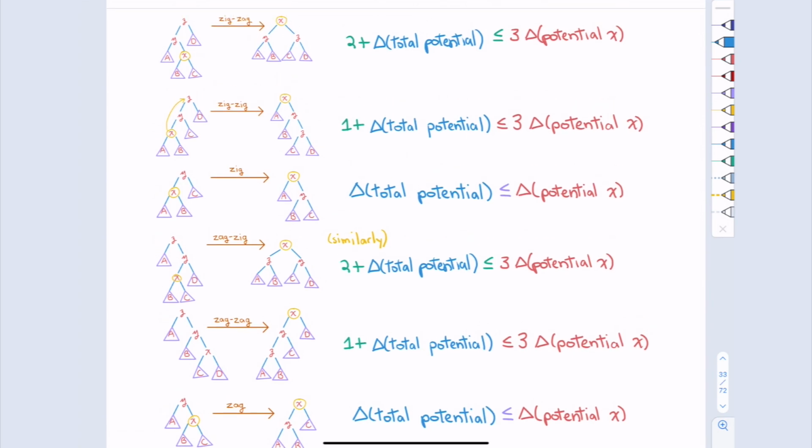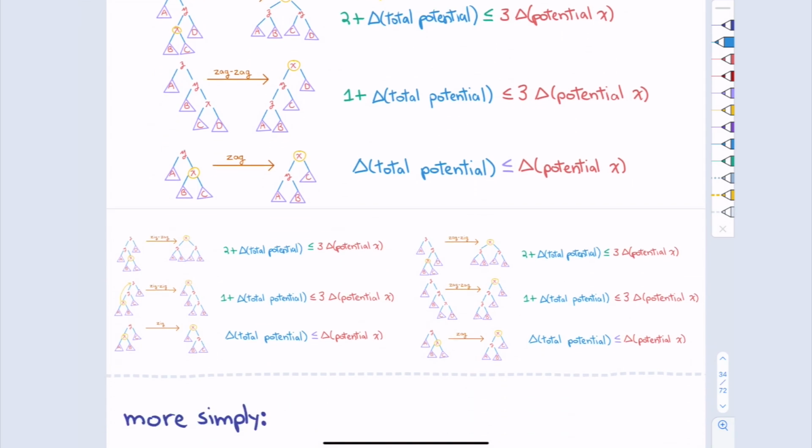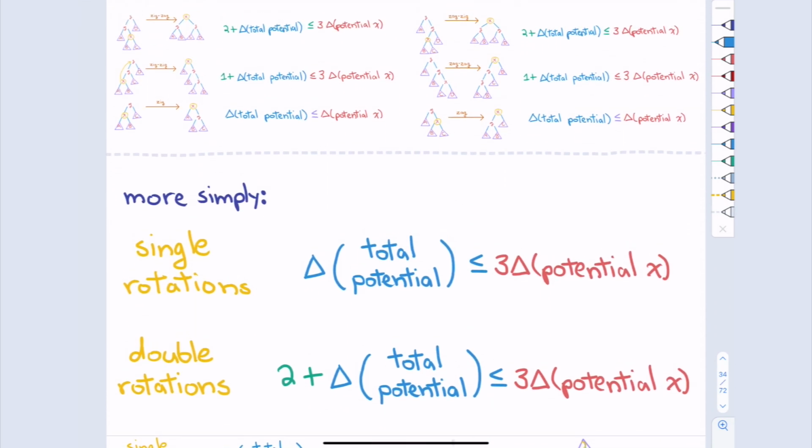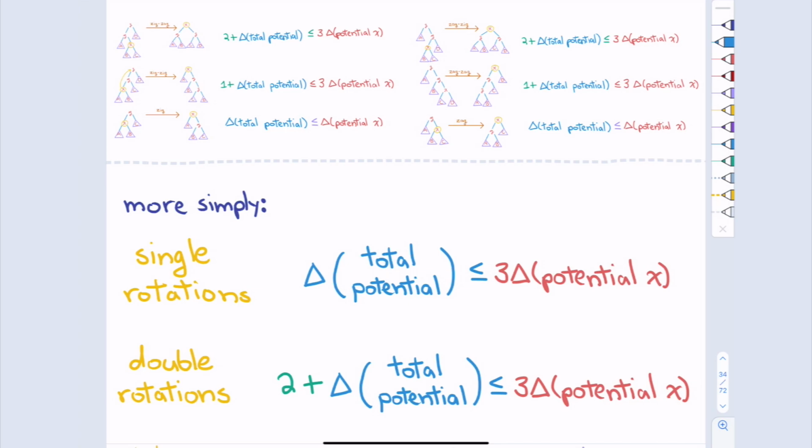You get bounds like this. This probably makes your eyeballs bleed. So here's a simpler one, just rounding up some of the constants. A simpler version is to say, a single rotation, the increase in total potential is at most 3 times the change of potential of the vertex you're displaying. And for a double rotation, 2 plus the change in total potential from that double rotation is at most 3 times the change of potential just of this vertex.